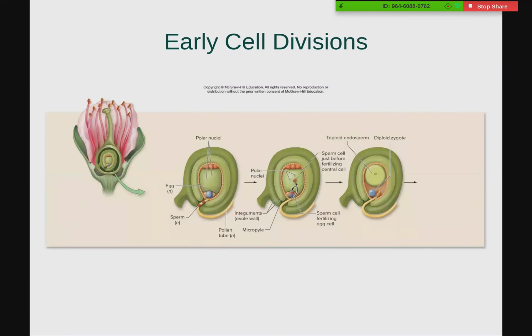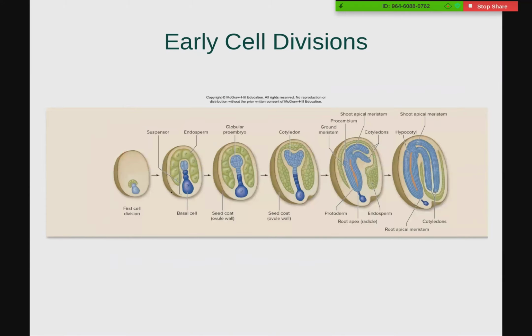Now, let's look at the early cell divisions here. So we have the polar nuclei, we have the sperm coming in, doing its thing, producing the endosperm and the diploid zygote. Now, this leads to the first cellular division, producing our suspensor here in dark blue. There's a basal cell here, and then the endosperm here. Then we have further mitotic divisions producing the globular proembryo. And again, we still have the endosperm and the basal cell and the suspensor here.